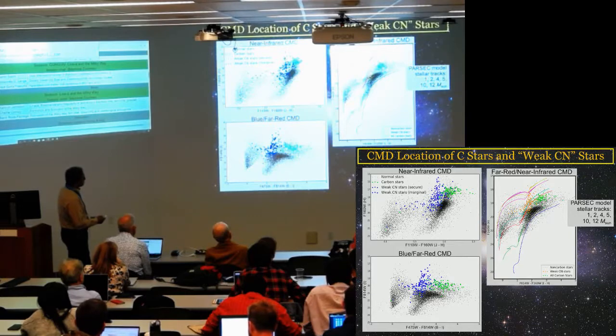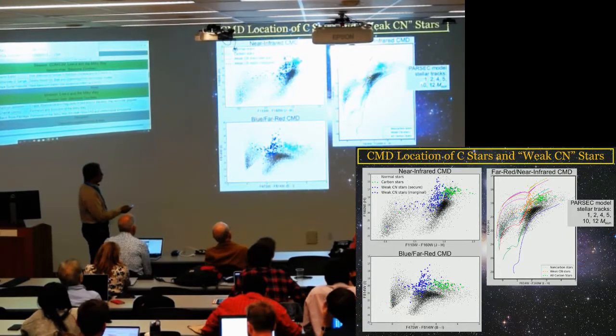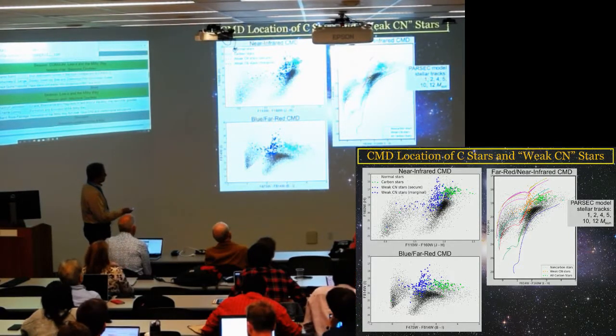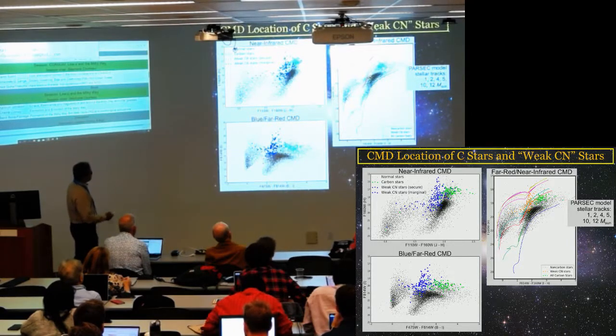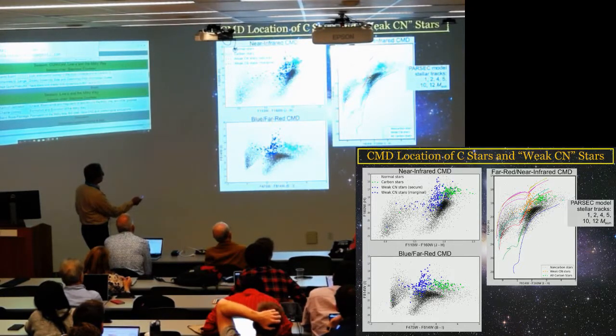And what's overlaid on this are part of our isochrones corresponding to masses of 1, 2, 4, 5, 10, and 12. So 1, 2, 4, and 5 (it's hard to see the cyan line, 4 and 5), and then 10 and 12. You might notice that in this case, the weak CN stars are marked in orange. Sorry to change the color on you, but they're marked in orange here. The carbon stars are in green.